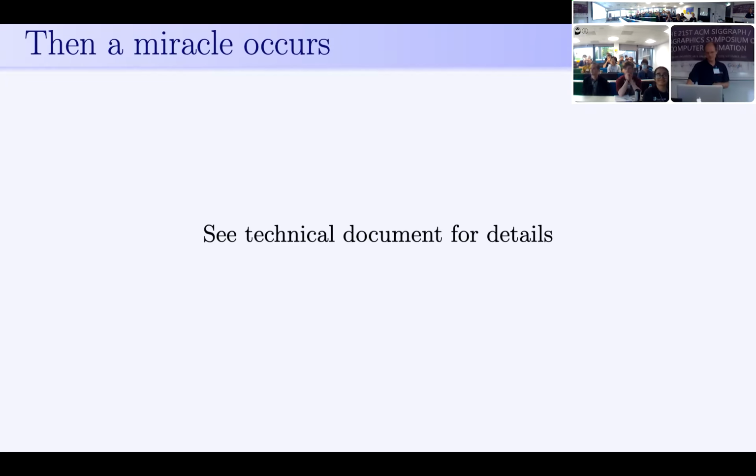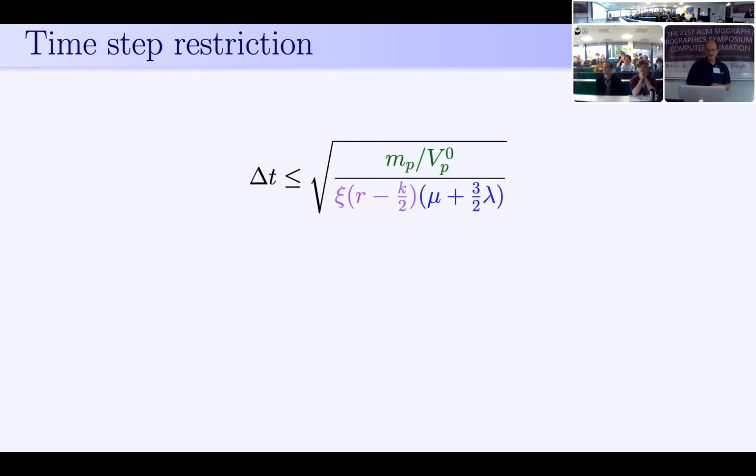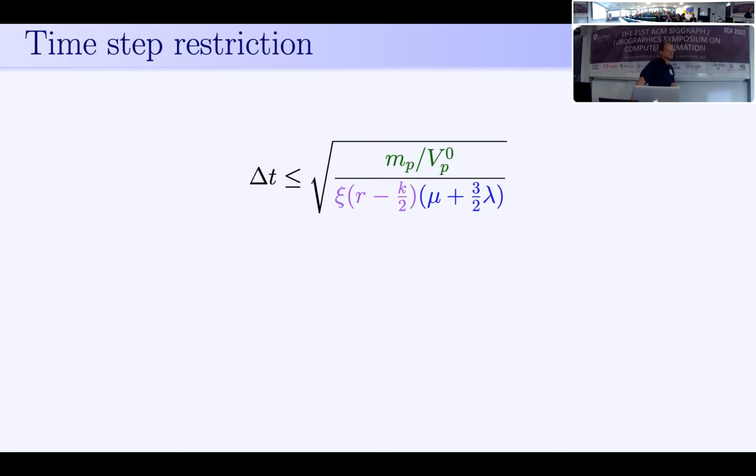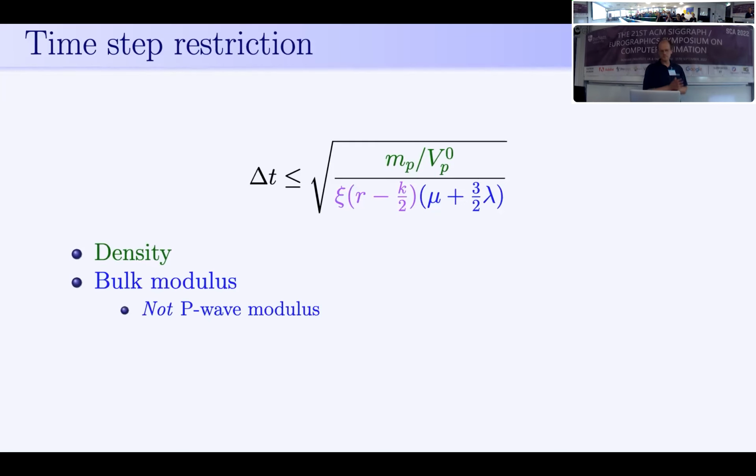We did it. It worked. You can actually do it. It wasn't easy, but we did it. Here's the conclusion. Well, it's kind of nasty. If you're familiar with CFL restrictions from fluids, this actually might look relatively familiar. The little green part is mass over volume, that's density. The blue part is the scalar multiple of the bulk modulus.